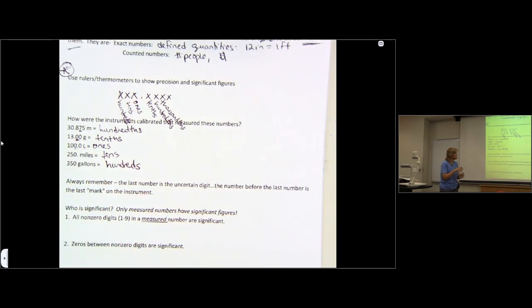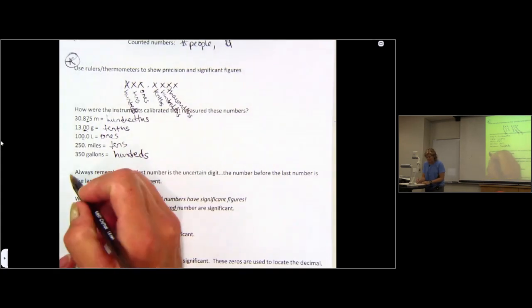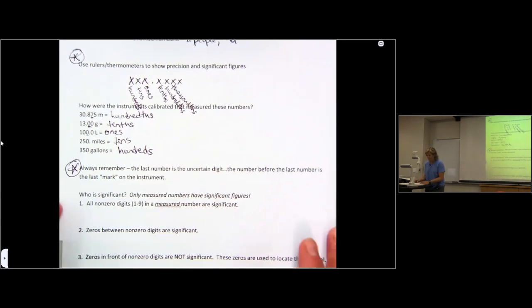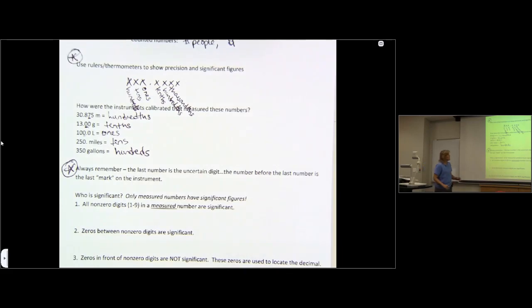Remember, significant digits are all about an instrument. And this statement is so important. The last number is the uncertain digit. So every one of these, that's the uncertain digit. The number before the last number is the last mark. That's the calibration mark. That's how the instrument is calibrated.